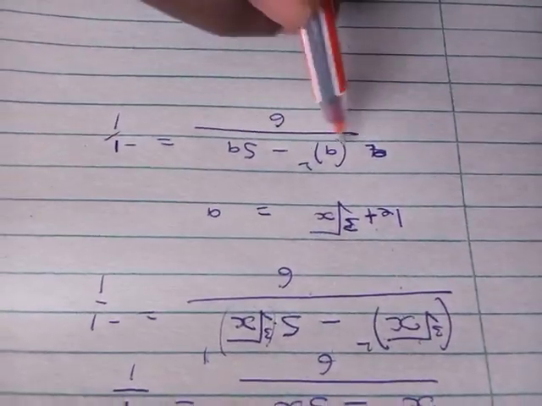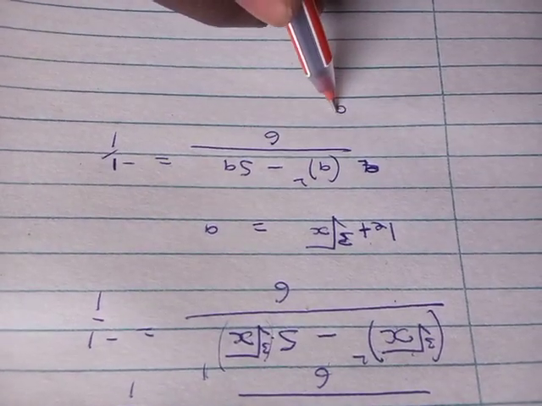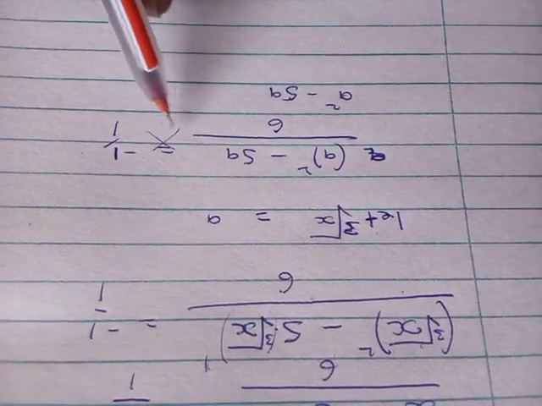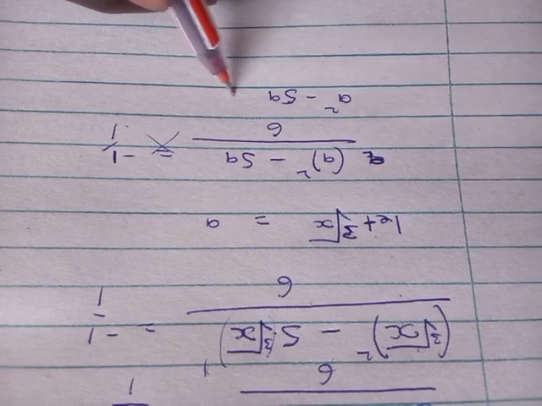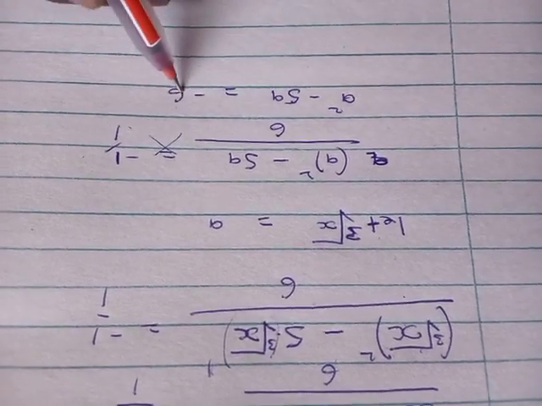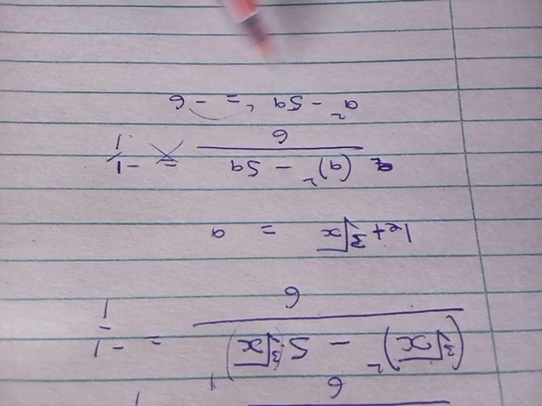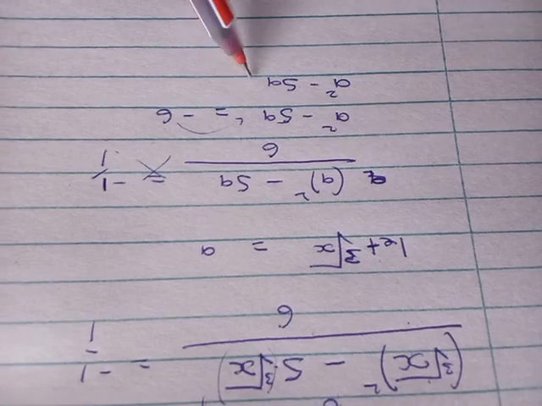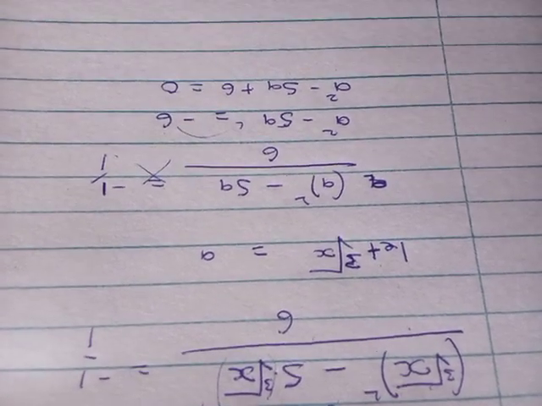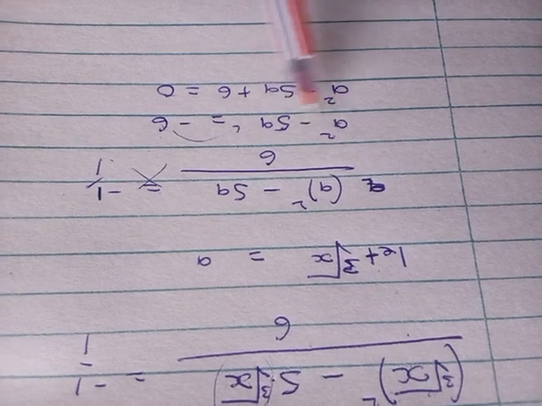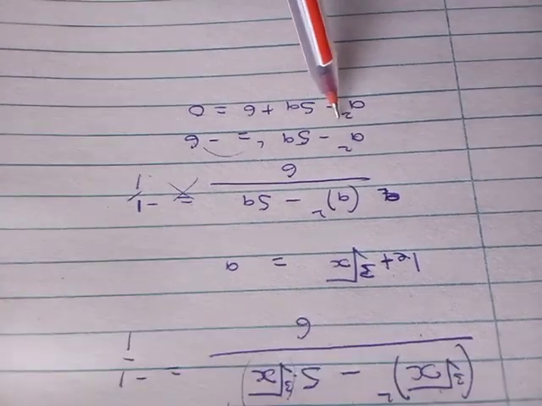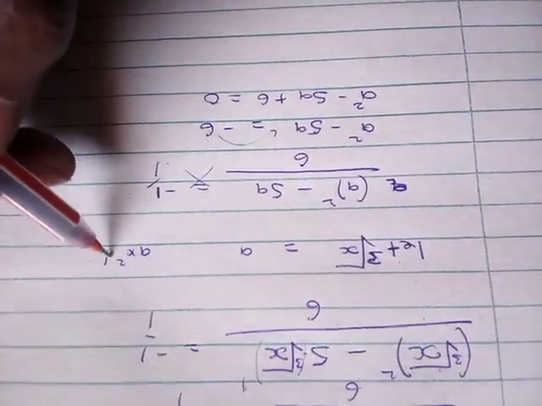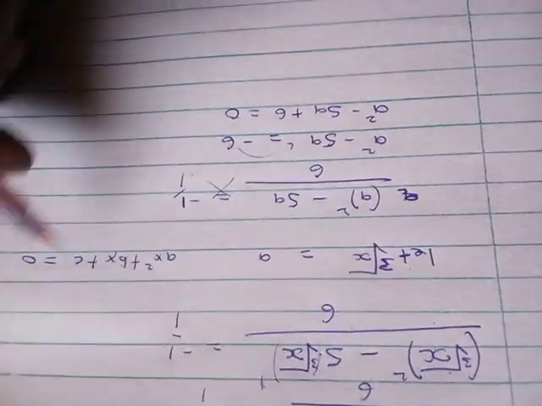Then by cross multiplication, we shall have a squared minus 5a times 1. Times 1, it remains the way it is. Then this will be equaling to 6 times negative 1, which is negative 6. Then I bring this one to this side to form a quadratic equation. So a squared minus 5a plus 6 equals 0. You see this a squared is showing that it is going to be a quadratic equation of the form ax squared plus bx plus c is equal to 0.